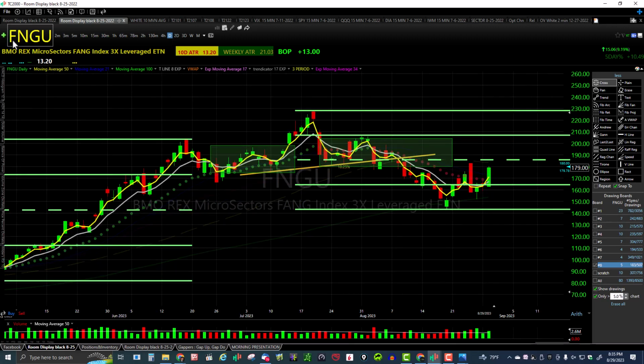If you notice on this FNGU, here's the move from the top to the bottom. Where did it come back to? It came back to the midpoint, and then what happened? It fell out of the sky, right there at the midpoint. It just turned around and went the other direction. It's like someone said boo right there at the midpoint.